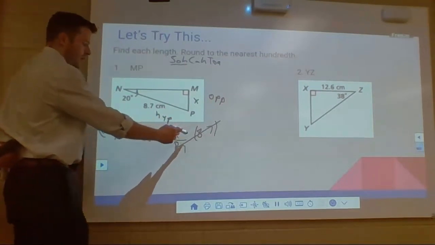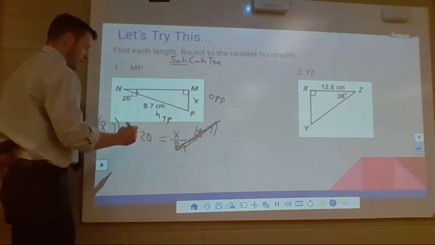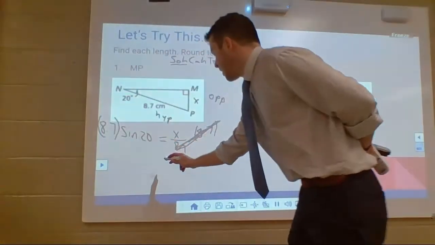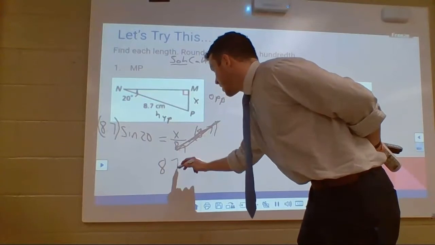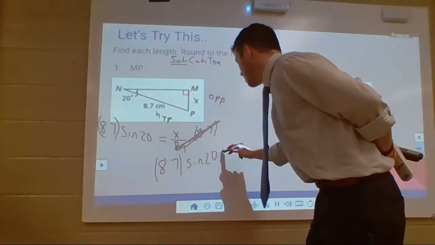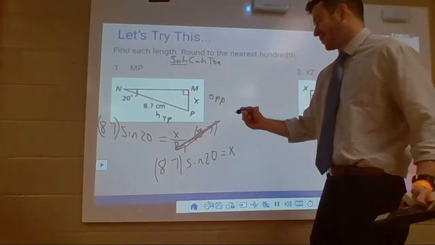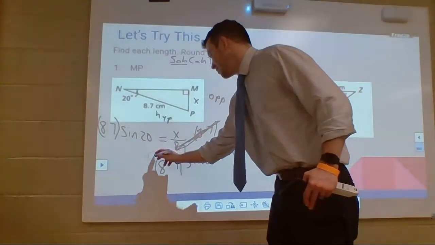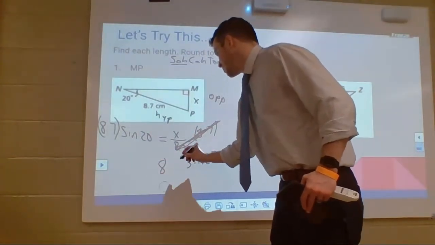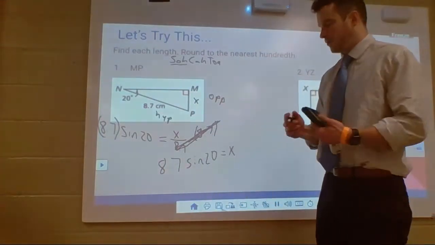So multiplying by 8.7 over here, it's going to cancel out, and we're going to be left with x. So we have 8.7 times the sine of 20 equals x. All right, now I can actually get rid of these parentheses here. So we're saying 8.7 times the sine of 20 equals x.